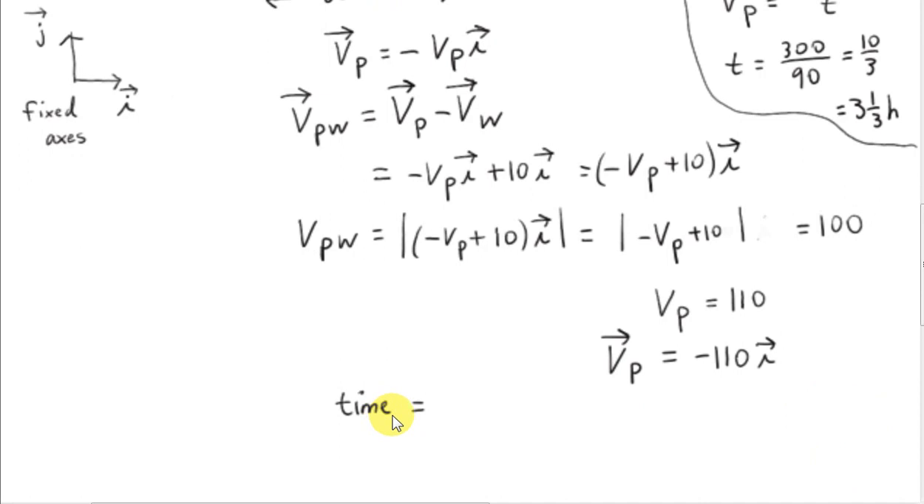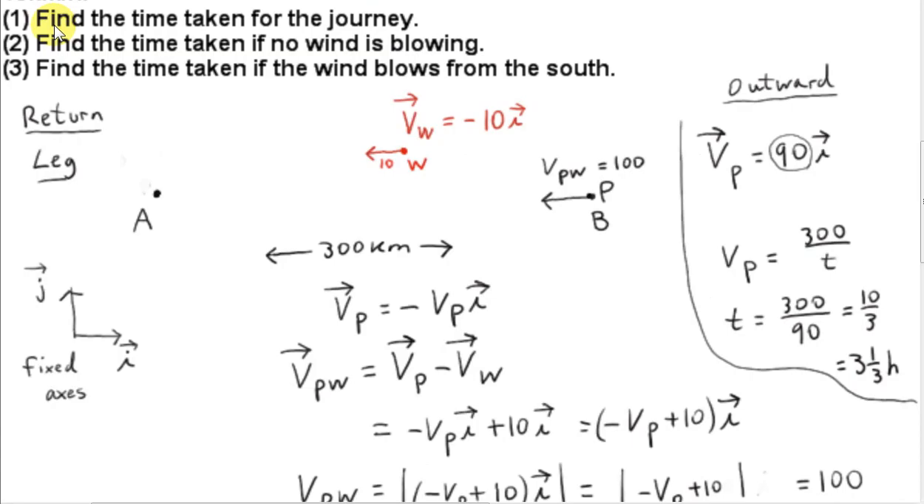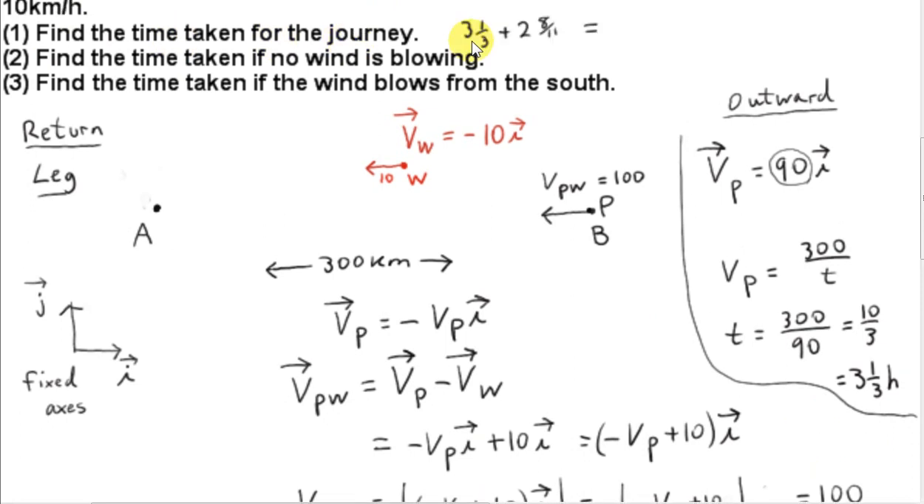Now to get the time taken for the return journey, we take the distance, which is 300, and divide it by the speed of the plane, which is 110. So these units cancel out. We've 300 divided by 110 over h, multiply above and below by h. When we work this out, we get 2 8/11 hours. Now we can answer question 1. We just take 3 1/3 and add it on to 2 8/11. So we add the times for the outward and return journeys. To 3 decimal places we get 6.061 hours.